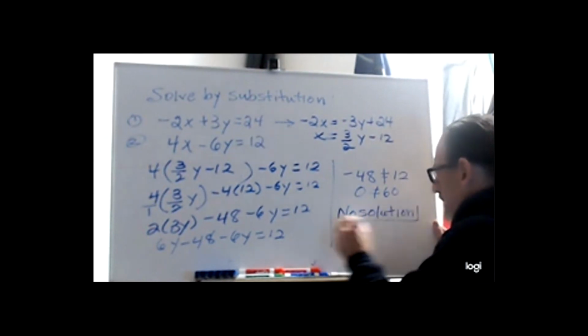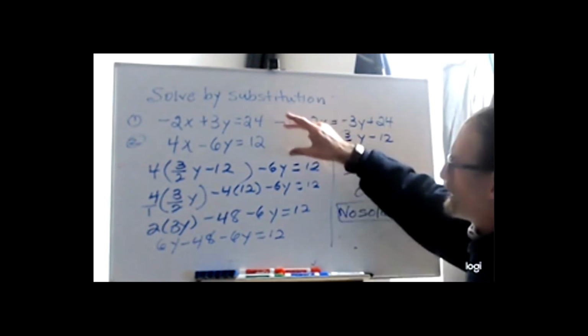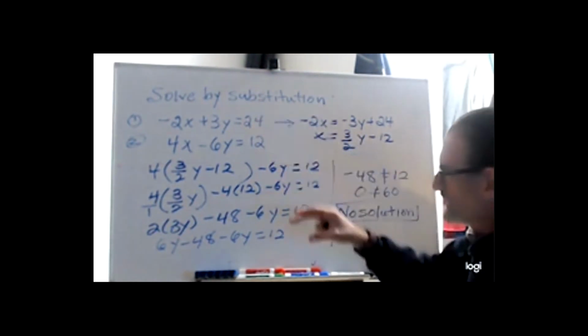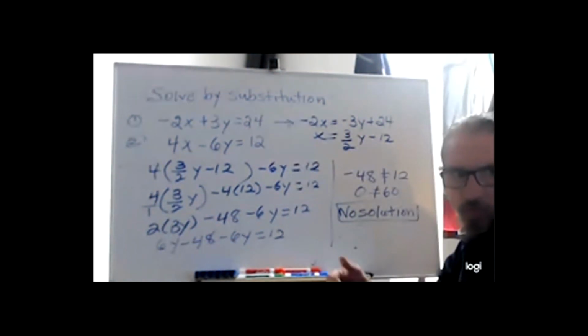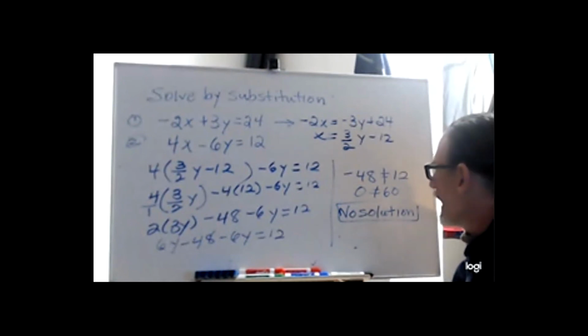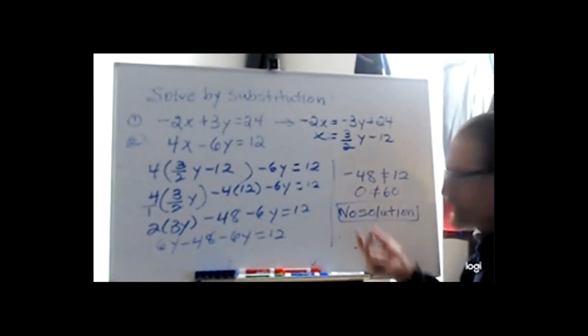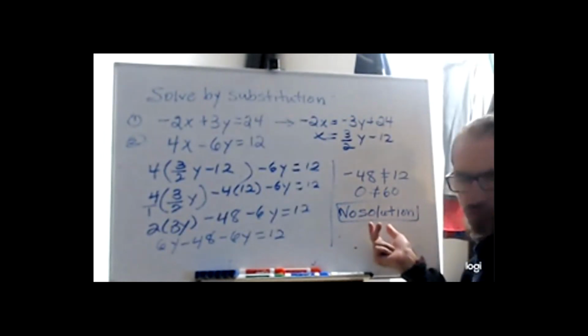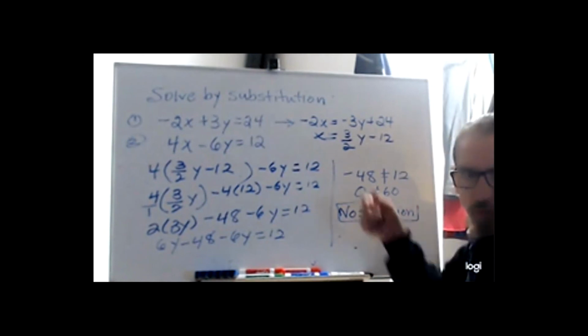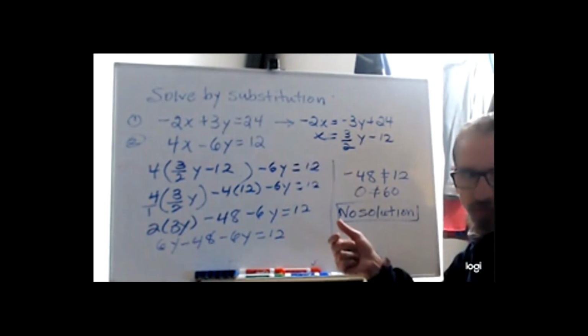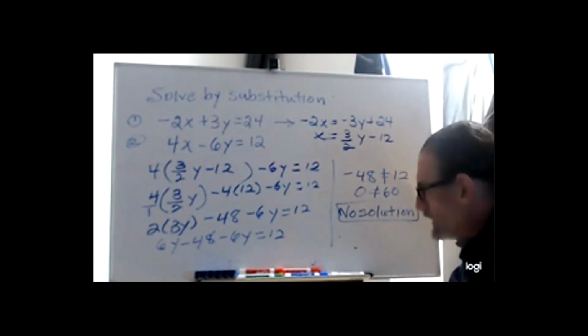I started off with the assumption that there was a solution to the system of equations, which would have given me a nice number for x and a nice number for y. It didn't. I came up with this contradictory statement of 0 equaling 60. That's not true. So what that must go up against is my initial assumption that there was a single solution.